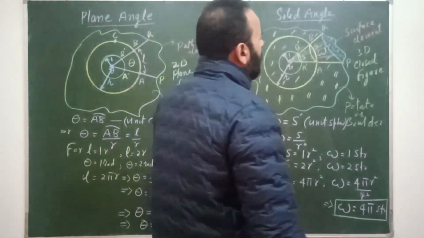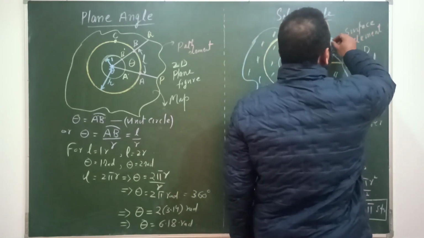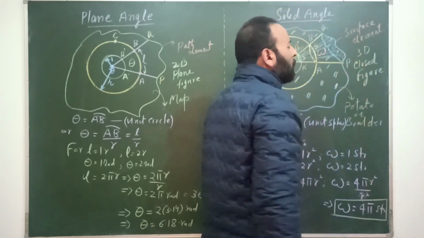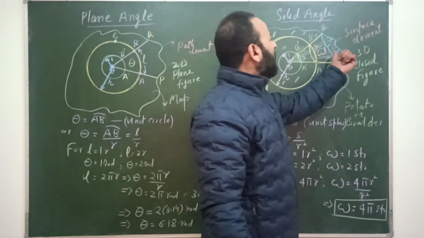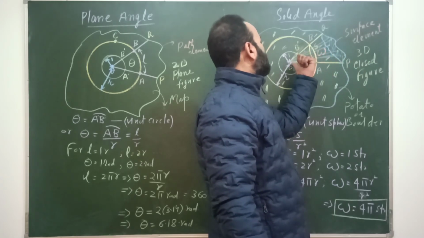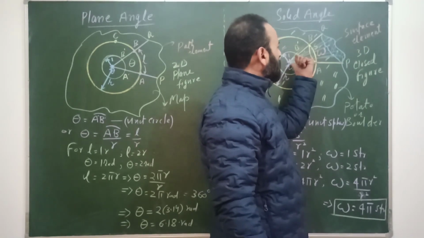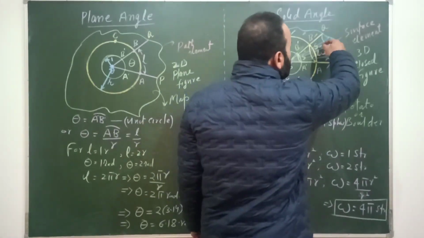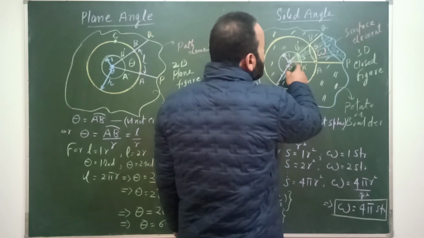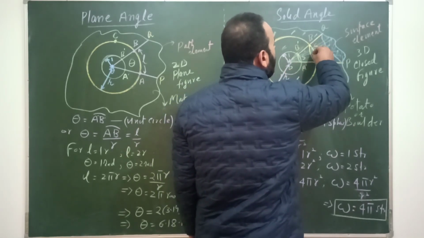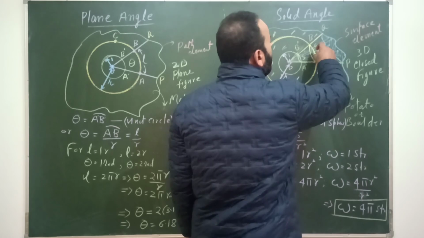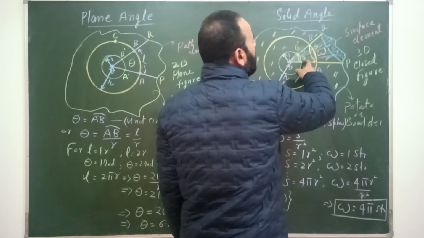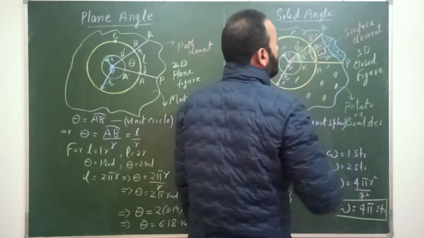Now, what is a solid angle? If I take here a surface element on this three-dimensional figure, say this is the surface element, from this surface element I take various points and join them with the center of these two concentric spheres. These various points, when joined with the center, intercept some area on these two spheres. The area intercepted here is S dash, and here it is S.